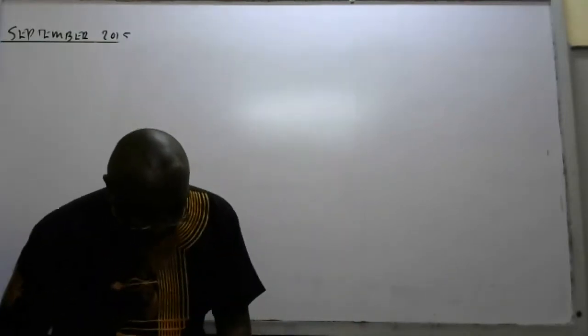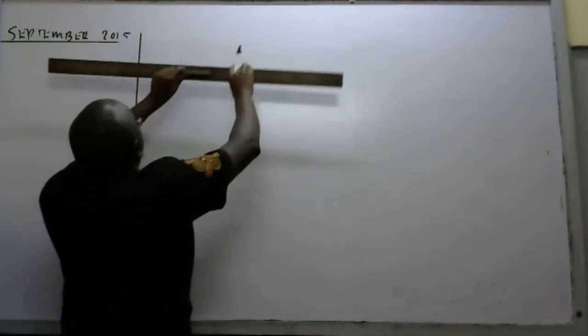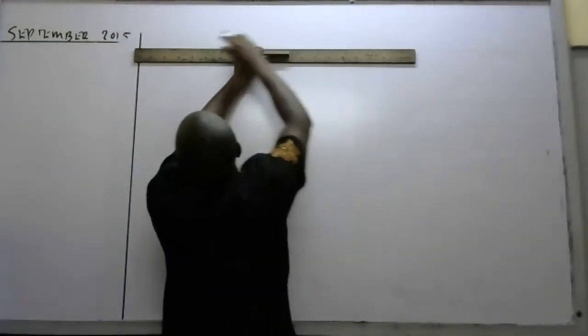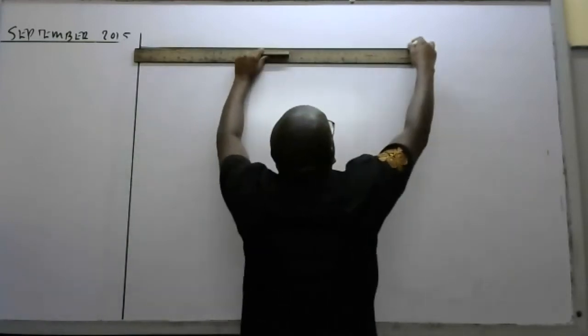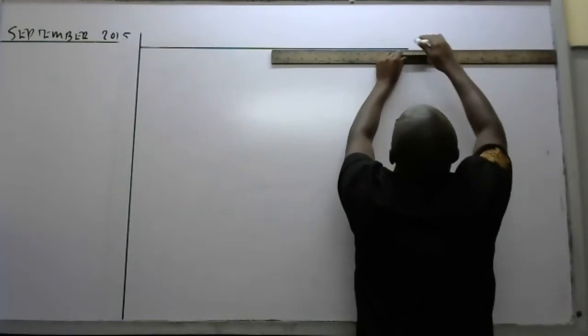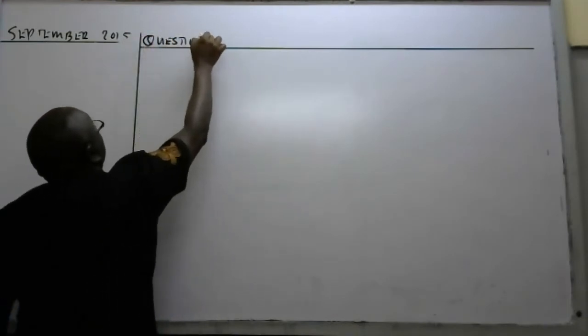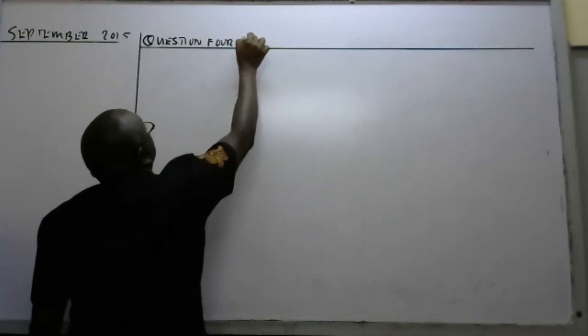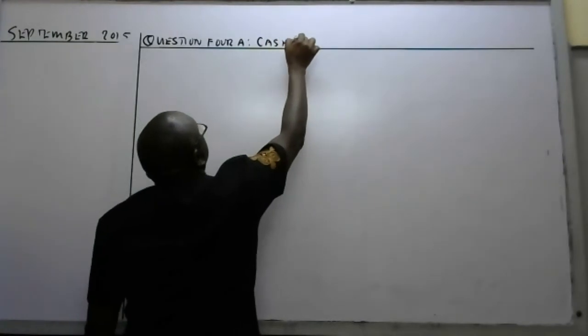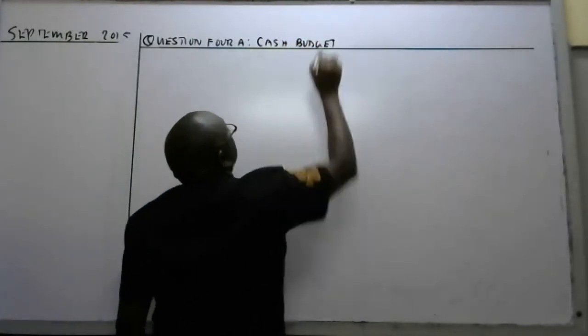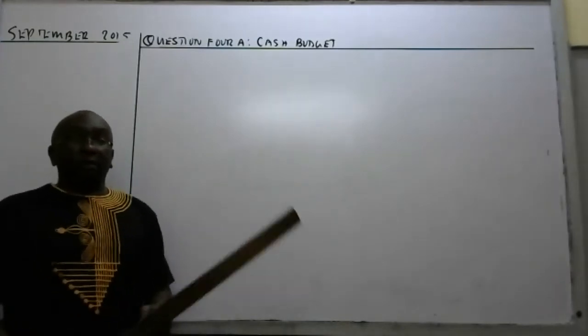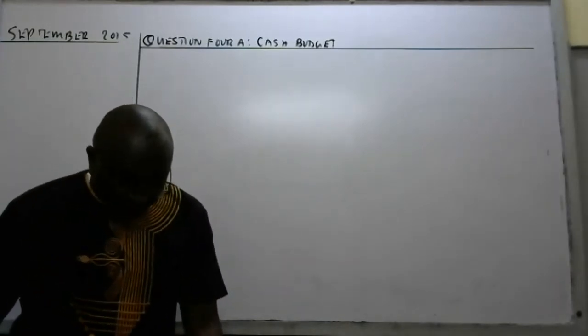So the next one is question 4, still on the same paper. Question number 4, A is on cash budget.